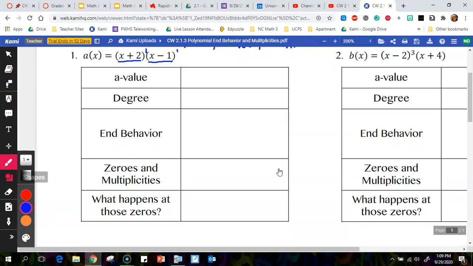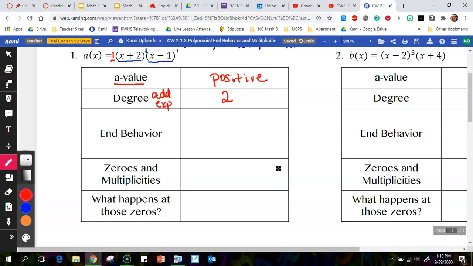The A value. The A value is whatever is right here before the first set of parentheses. Well, if there's nothing there, the A value is a 1. And I'm not really asking you what the A value is. I'm just asking you here if it's positive or negative. So all you're going to do is put a positive or negative right here. You can even put a plus or minus. You can abbreviate this. I don't care. The degree, you're going to add up the exponents. Add exponents. Okay, so I have a 1 and a 1.